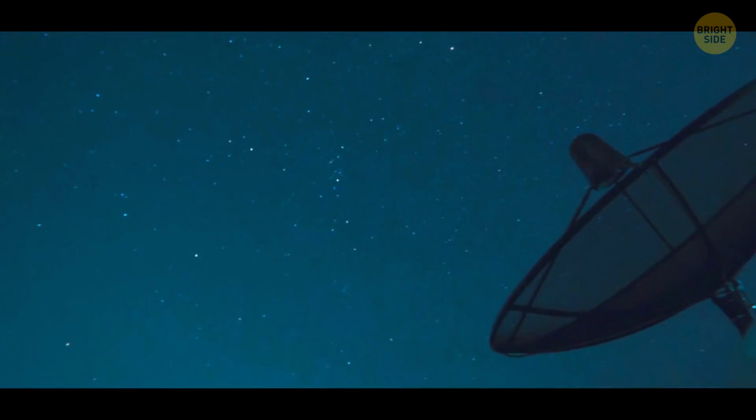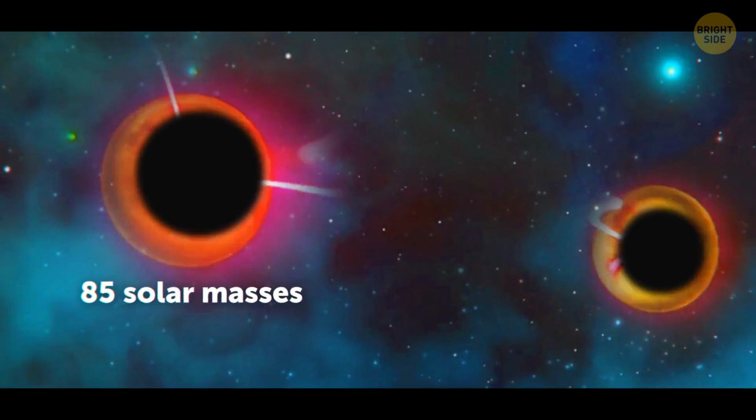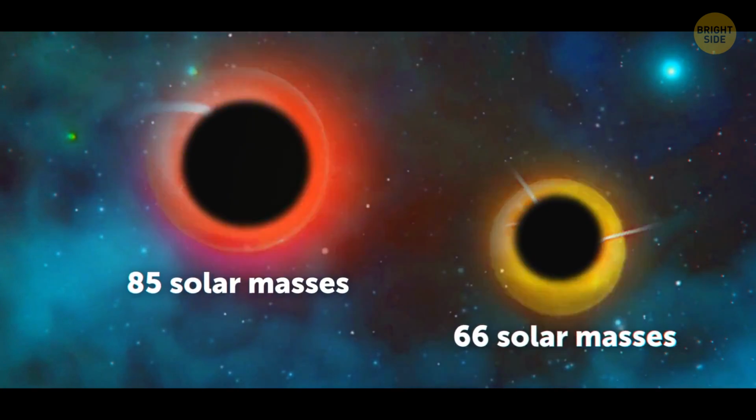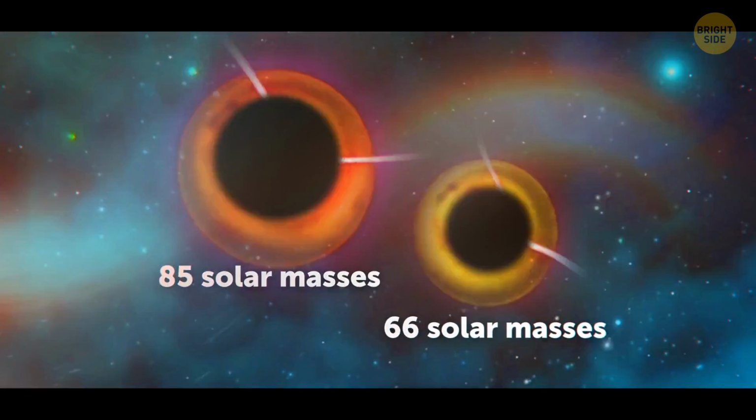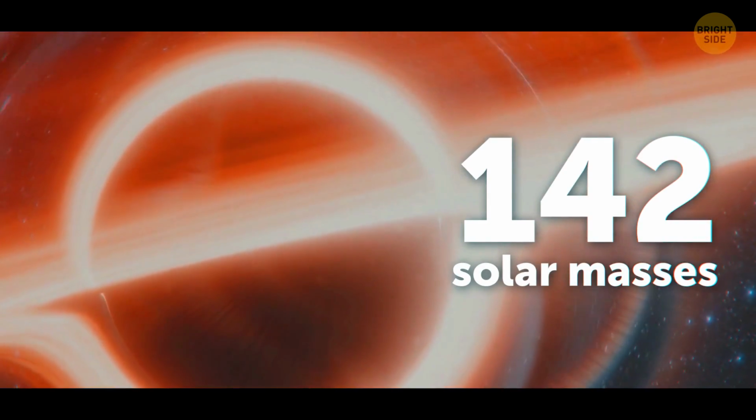The collision of two black holes was recently witnessed by scientists, when one, weighing in at 85 solar masses, met another that was 66 solar masses. When black holes interact, the bigger one always swallows the smaller, adding even more mass to itself. The resulting black hole here reached 142 solar masses big.